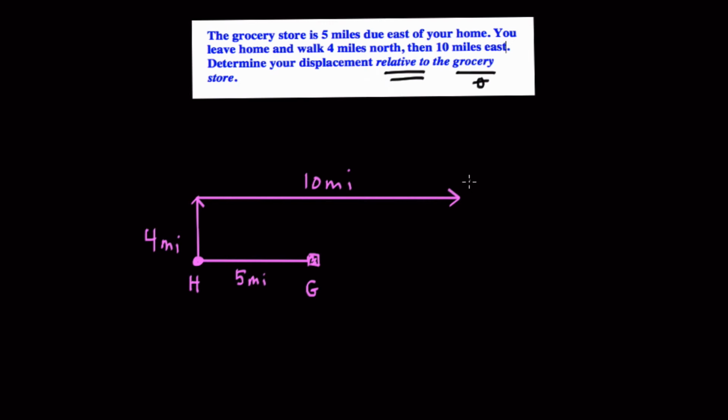So determine your displacement. This is where you end up. You're right here, relative to the grocery store. So I want to know the straight line distance between where you ended up and the grocery store. So I'm going to label that. Let me draw that in here. This is the displacement I'm looking for. And I want to find a right triangle somewhere in here. So let me put in a right triangle, and hopefully you can see it. I can go right up here, and that can be one of the legs, and I can go across, and there's another leg. And I can see that this is my right angle here.